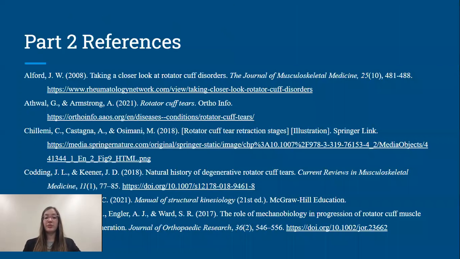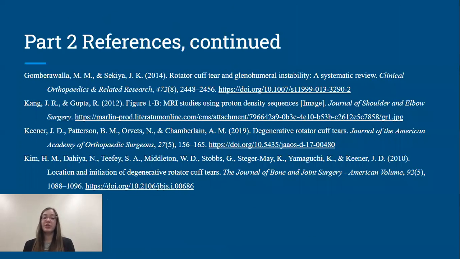Shown here are my references utilized for both the informational content and images in this section. And next, Mary will be further describing a common type of rotator cuff injury to the tendons, which is impingement syndrome.